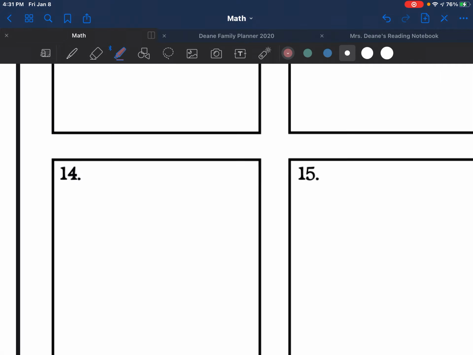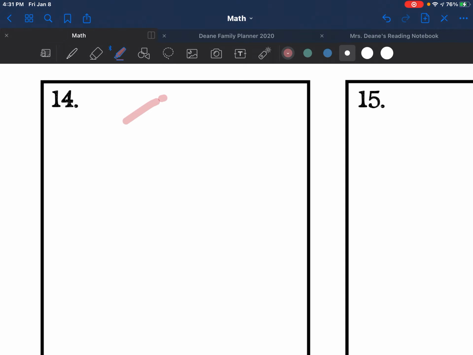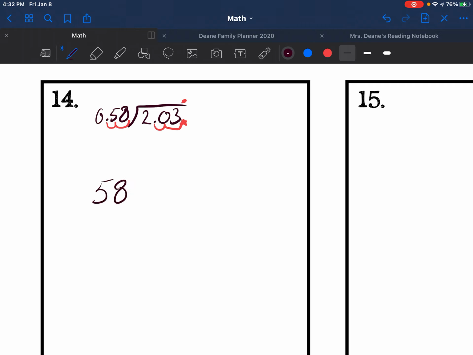So, off to our work paper again. Number 14. And that would set up as 203 on the inside and 0.58 on the outside. We know that we have to move those decimals. So 1, 2, 1, 2. So my new problem is going to look like this.